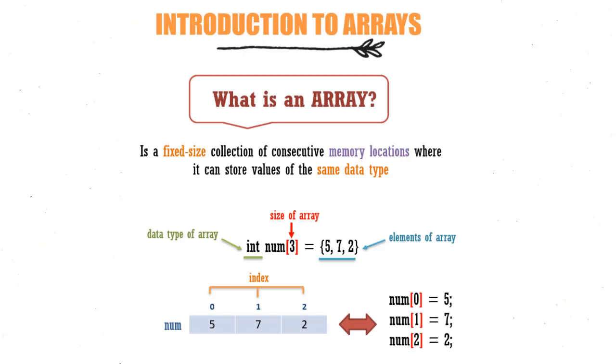Now, let's go into the definition of an array. What is an array? By definition, an array is a fixed size collection of consecutive memory locations where you can store values of the same data type. Meaning that when you create an array, usually the amount of data that will be stored inside the array is fixed. So you need to determine how many data you want to store inside your array. That is why you will have a size here.